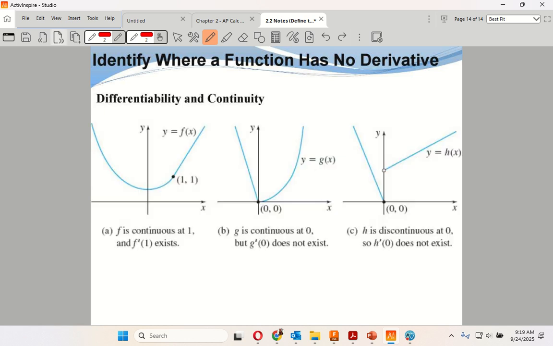All right, f is continuous at 1, and f prime of 1 exists. g is continuous at 0, but g prime of 0 does not exist. That is a corner. That's an example of a corner right there. So it is discontinuous on this next one. Since it is discontinuous, then right here, the derivative doesn't exist anyway.